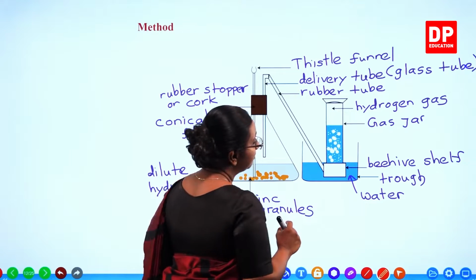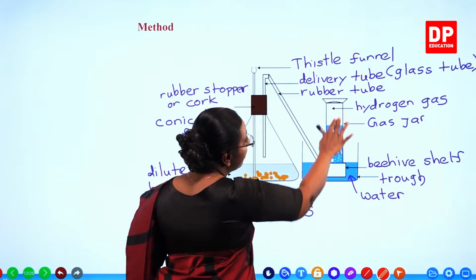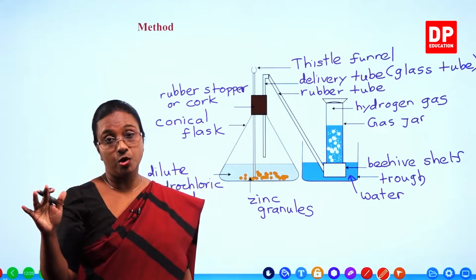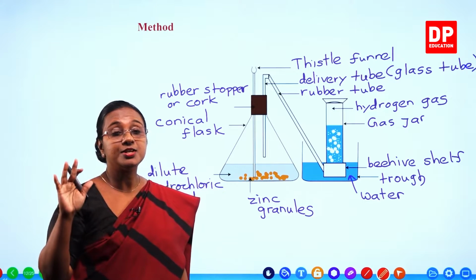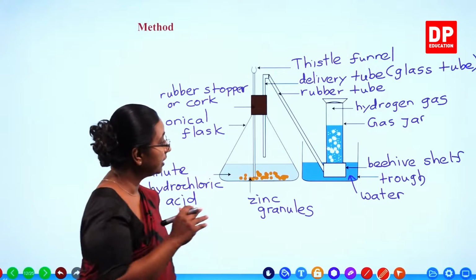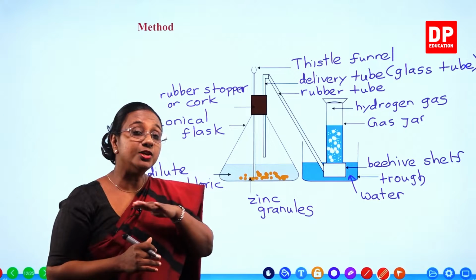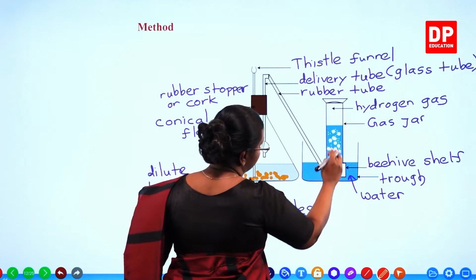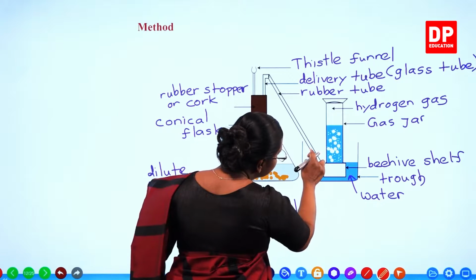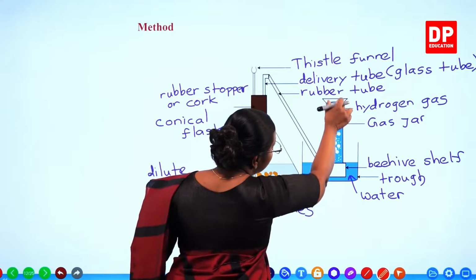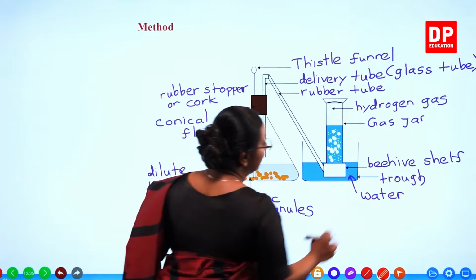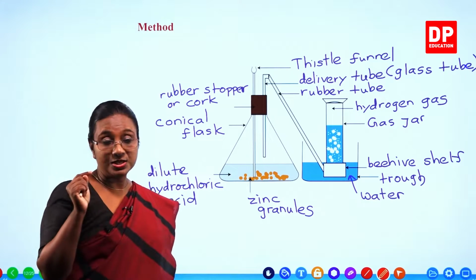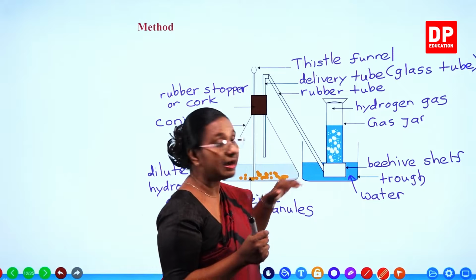We place the beehive shelf there, and we have to fill this gas jar with water, completely with water. Initially, it has to be filled completely with water. We have to invert it so that no gas bubbles enter into it. Then the rubber tube is passed into this. We place the gas jar on top of the beehive shelf. I showed you all in the diagram. There is an opening on the top as well. So the gas jar is above that.